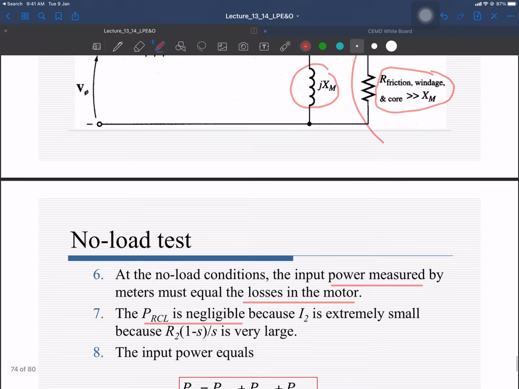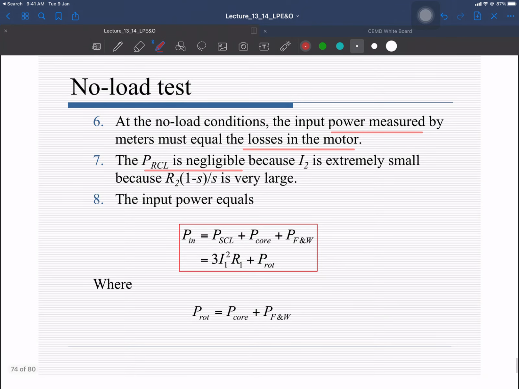So we are going to assume that over here that it is negligible, because I2 is extremely small and R2 into (1 minus S) by S is very large. That is the resistance representing the power that is converted into the mechanical form. As the rotor copper loss is not there, the input is basically equal to the stator copper loss, core losses, and the frictional and the windage loss.